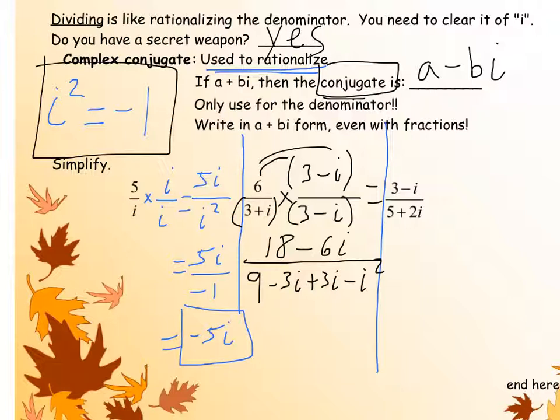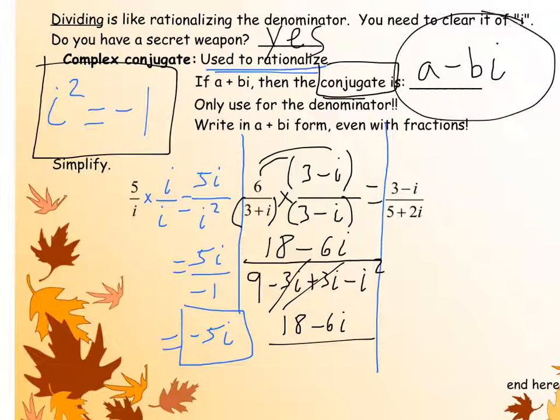Jumping down one more line here, I've got 18 minus 6i over, again, those cancel, and the reason those middle two terms cancel is because I chose to use the conjugate. Every time I do that, if I jumped ahead to this next one, just to illustrate the conjugate concept, I'd use 5 minus 2i over 5 minus 2i. Every time I use the conjugate, that canceling of the middle two terms with i's always happens.